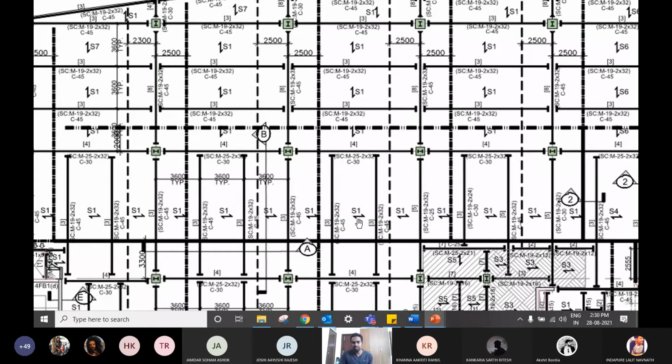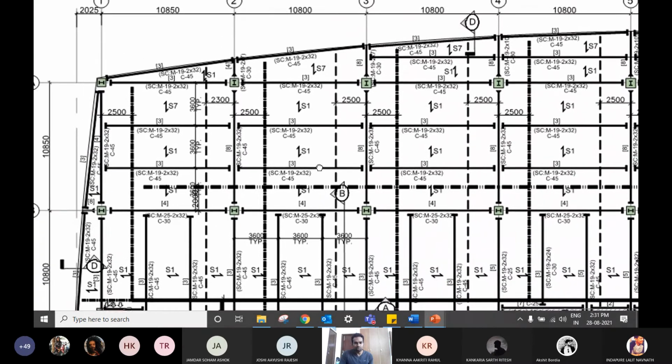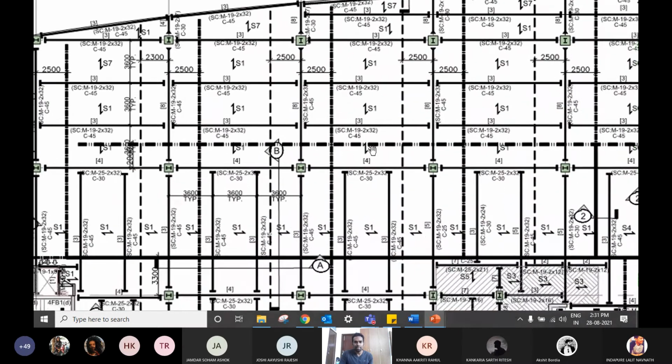And S1 means it's slab 1. When you go to the legend of S1, it will tell you how much reinforcement, what the rebar diameter and what is the spacing that needs to go, and what is the grade of the slab. It's M30 or whatever the grade. So this is an example of what you would read from a composite deck section.